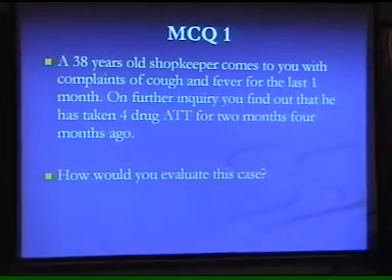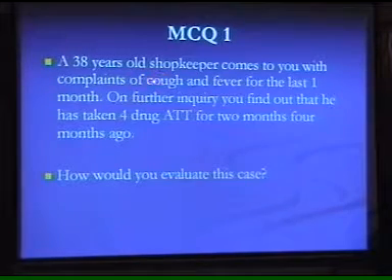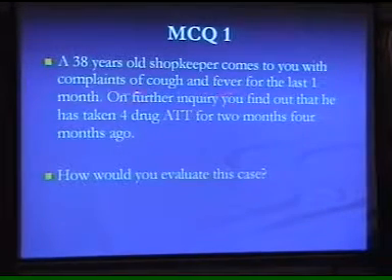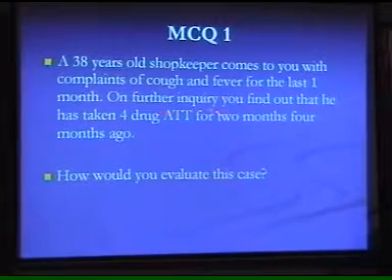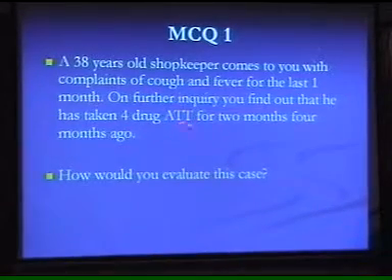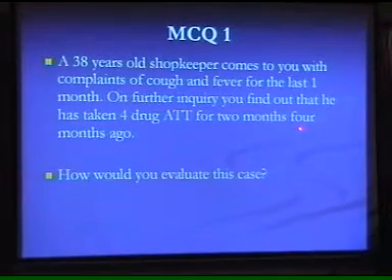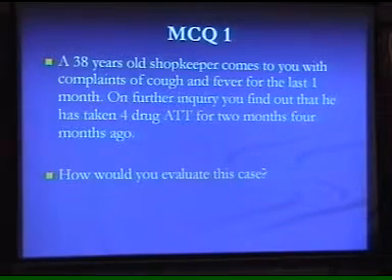Okay, let's wake you up and throw some questions at you. A 38-year-old shopkeeper comes to you with a complaint of cough and fever for the last 1 month. On further inquiry, you find out that he took 4 ATT drugs for 2 months, 4 months ago. So how are you going to proceed with this case?